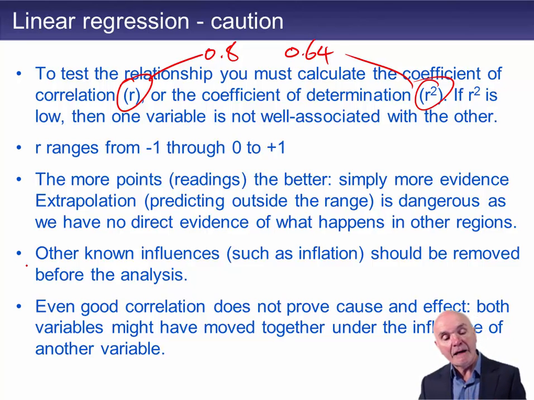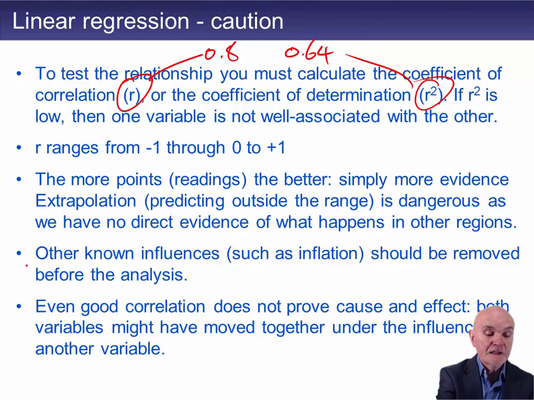Obviously, the higher R and R squared are, the better. So if R was up at about 0.9, then 81% of the variation in cost can be explained by the variation in volume. We're going to get much more confidence.